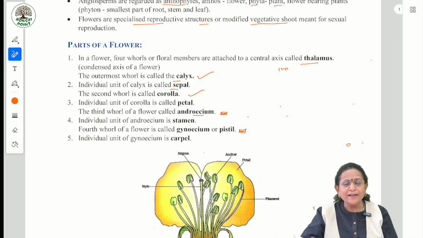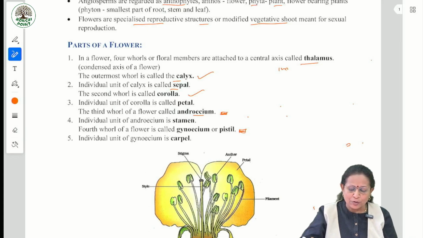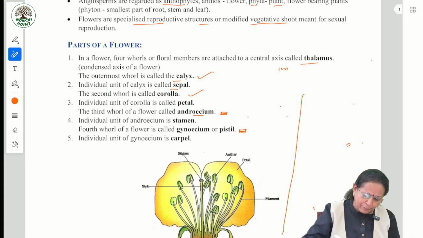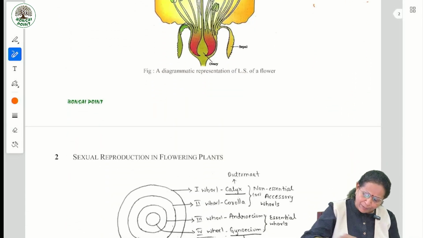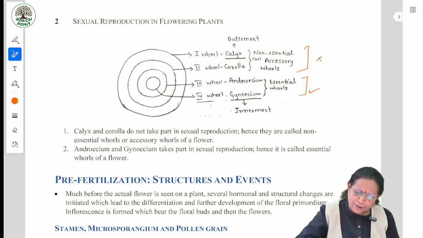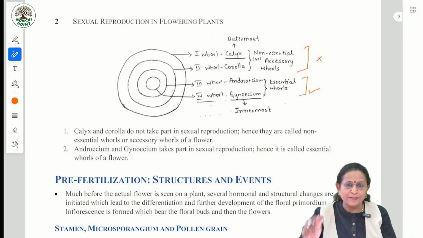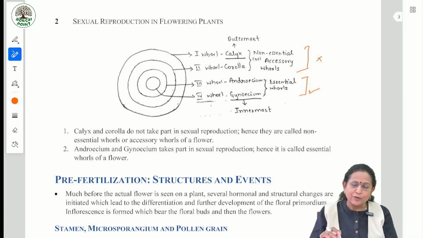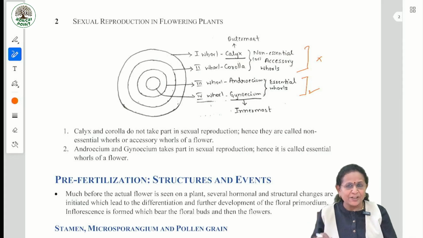Why are they called non-essential whorls? Because they do not take part in sexual reproduction. These two are non-essential or accessory. These two take part in sexual reproduction, thereby they are said to be essential whorls of a flower. Thus, calyx and corolla need not be present for the formation of a fruit, but androecium and gynoecium must be present for the formation of a fruit.